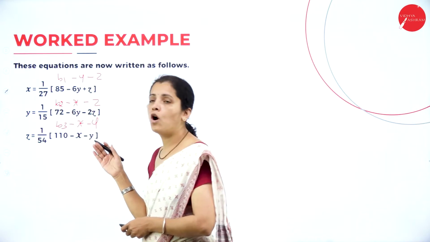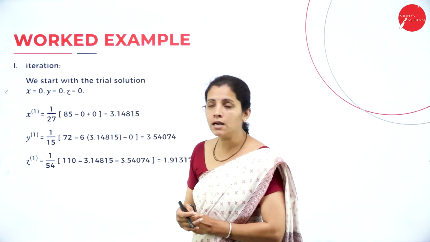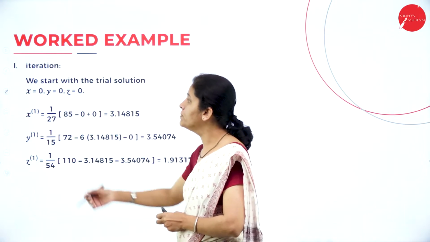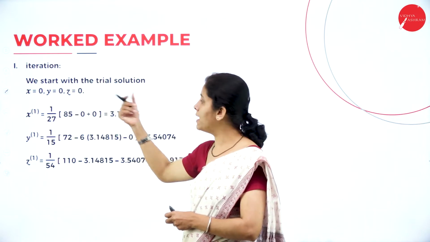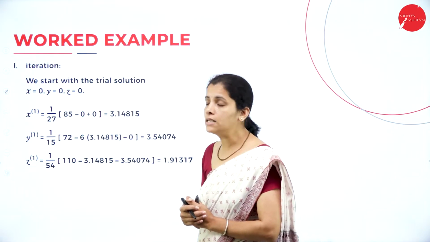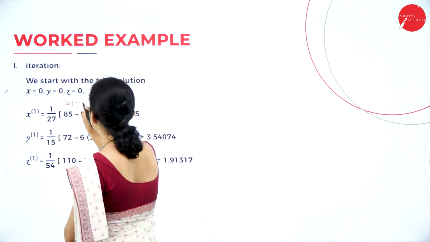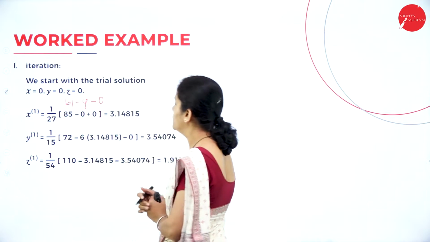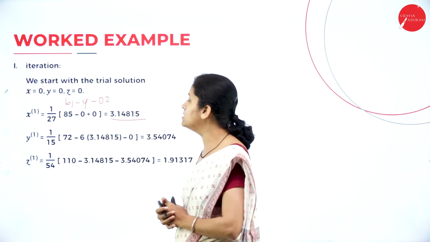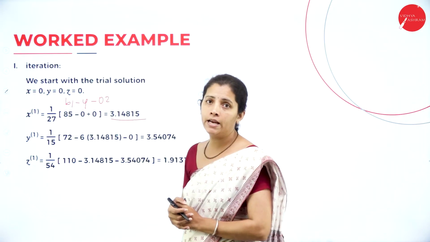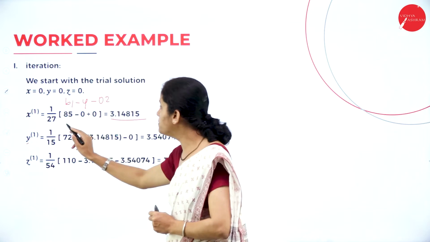Okay, fine. Now I want to start my iteration, and to start my iteration, I want to start with the x value 0, y value 0 and z value 0. Okay, and I'm going to start substituting. So it is my b1 minus y minus 0, that is z0. Okay, fine. When I substitute, I'm going to get the answer, that is 3.14815.